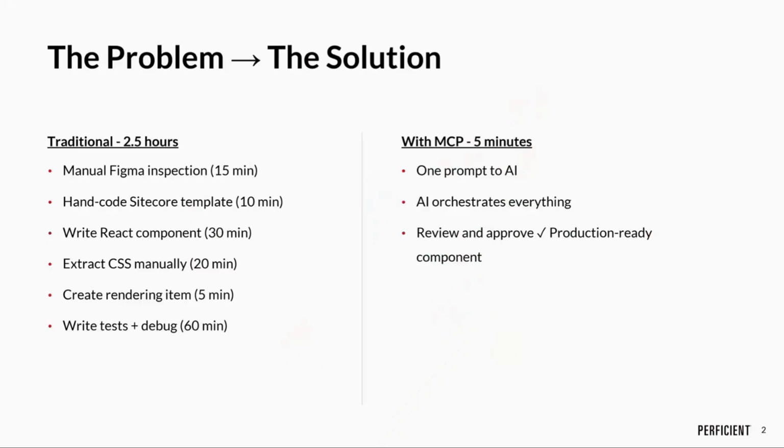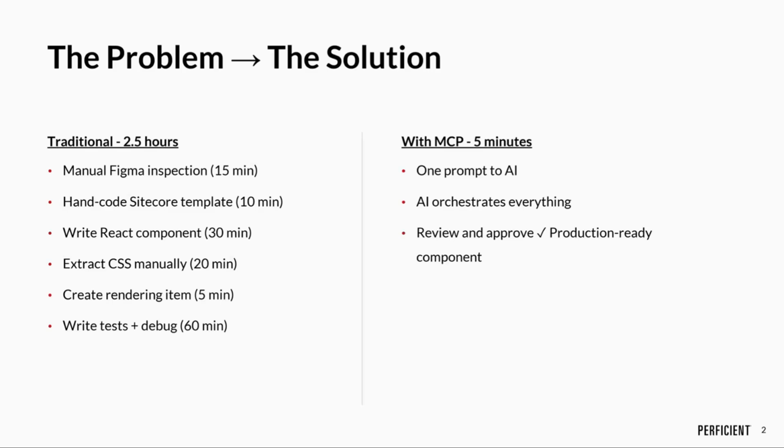So the problem and the solution. The current reality is that if we're going to make a new Sitecore component, it's going to take probably two hours at least, and that's if everything goes smoothly. You're going to have to inspect the designs, hand code those templates in the content editor, and make sure everything gets transposed correctly. You're going to have to create that component, and sometimes you might scaffold it, but you're still going to have to put all that work in.